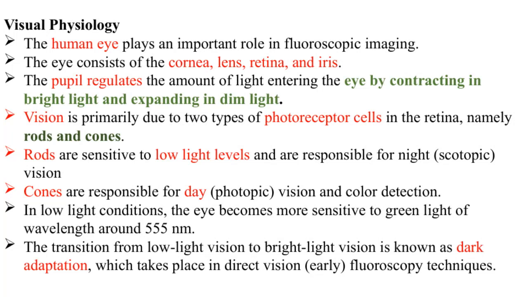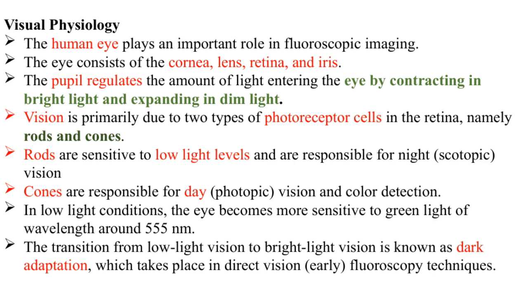The human eye plays a crucial role in fluoroscopic imaging, helping us interpret what we see on the screen. The eye itself is made up of several important parts, including the cornea, lens, retina, and iris. The iris is particularly interesting because it controls the size of the pupil, which regulates how much light enters the eye. In bright environments, the pupil contracts to limit light, while in dim lighting, it expands to let in more light. This adjustment is essential for clear vision across different conditions.